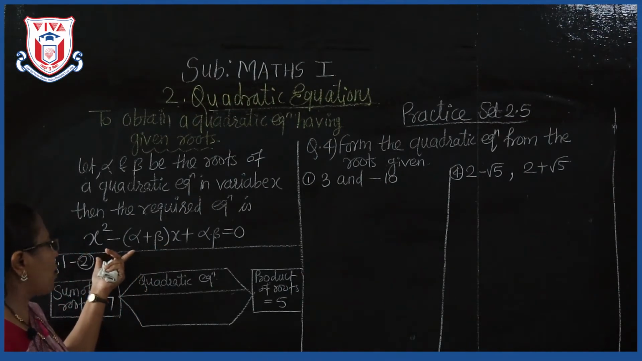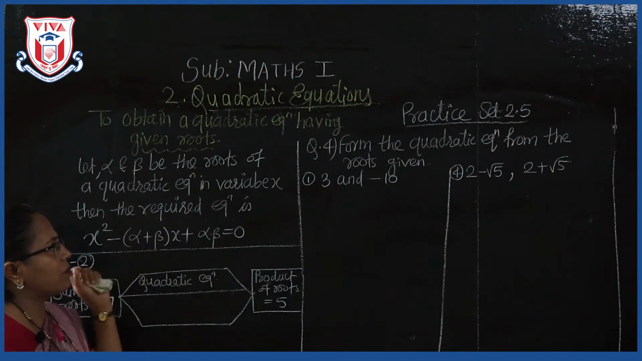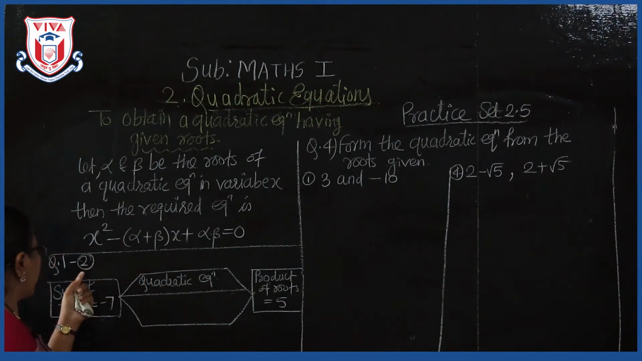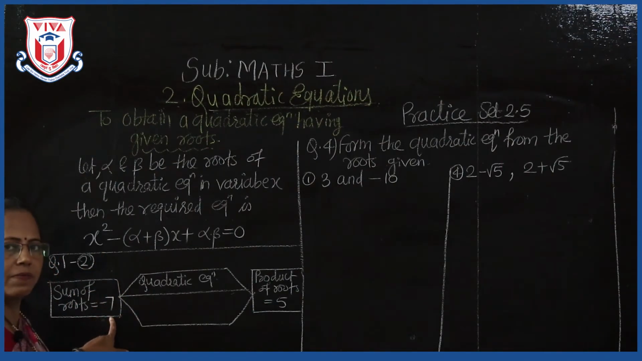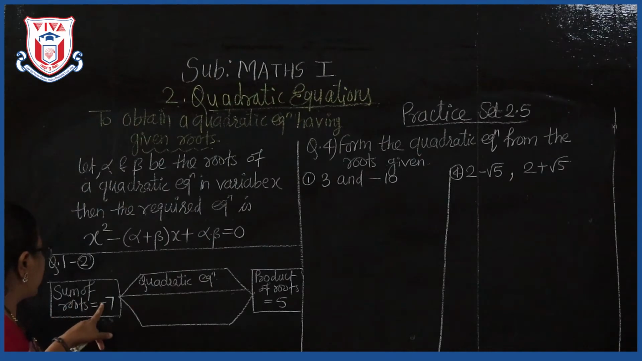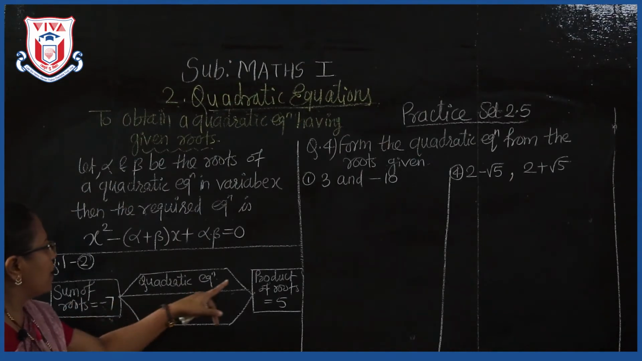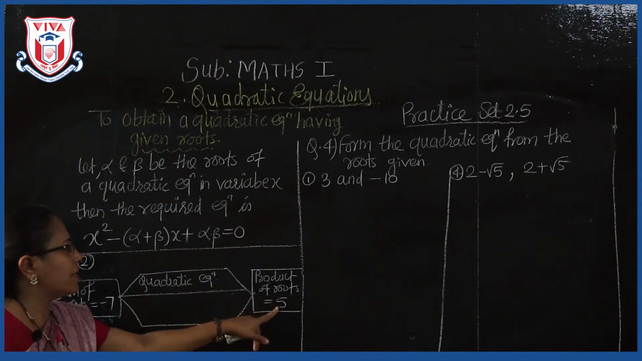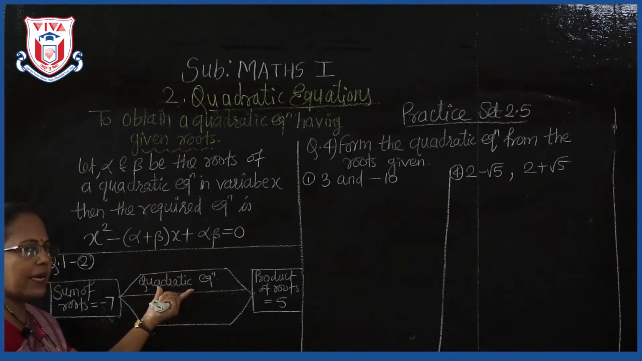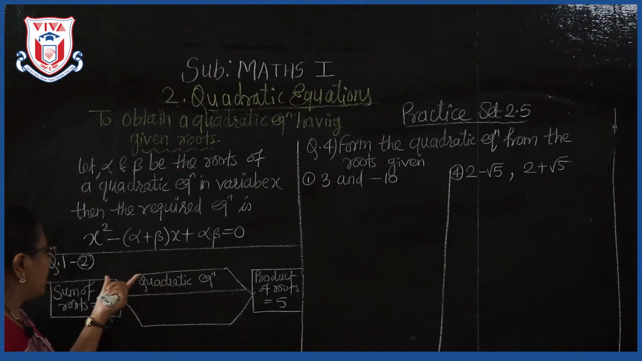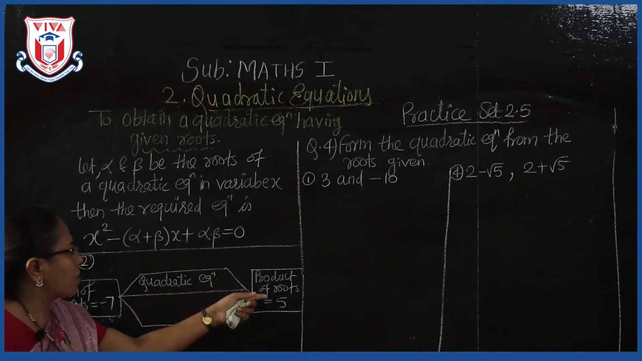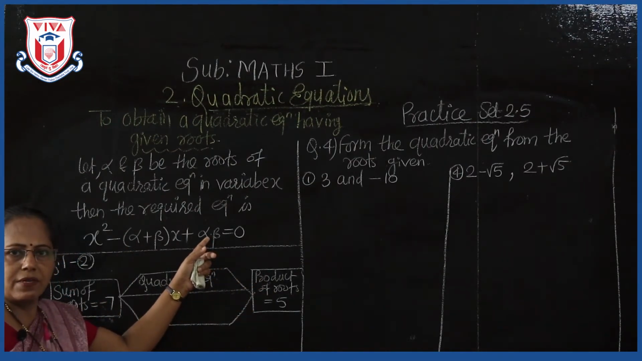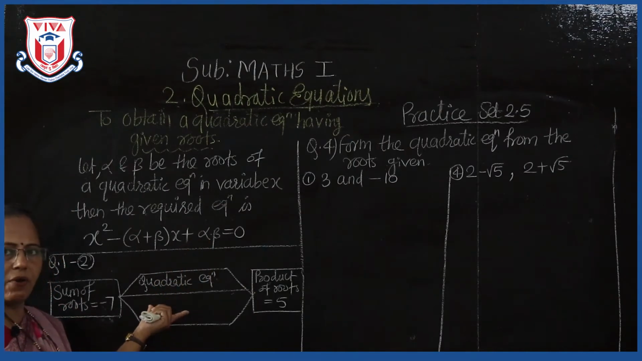So we will solve one example from practice set 2.5. Question number 1, sub question number 2. Again activity based. Sum of roots is given, minus 7, and product of roots is given, 5. So we have to create the quadratic equation. Now sum of roots means alpha plus beta is given and product of roots means alpha into beta is given.